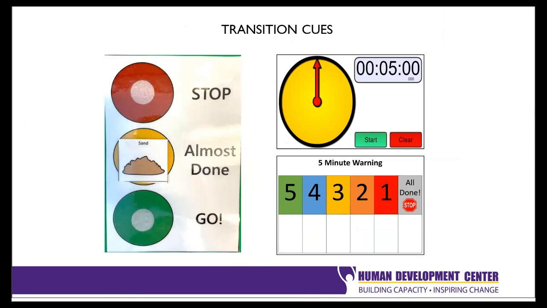and that gives the student a visual that it's about time to transition. And then this last one down here is a 5-minute warning. A lot of times we can say 5 minutes, but a lot of our students don't really grasp that concept of just how much time that is. So with this 5-minute warning, you can track each minute as it ticks down by putting a check mark or a token under each number until you get to 1, and then you're all done, time to transition to a new activity. So those are some visual examples of transition cues that you can use to help prime your students.